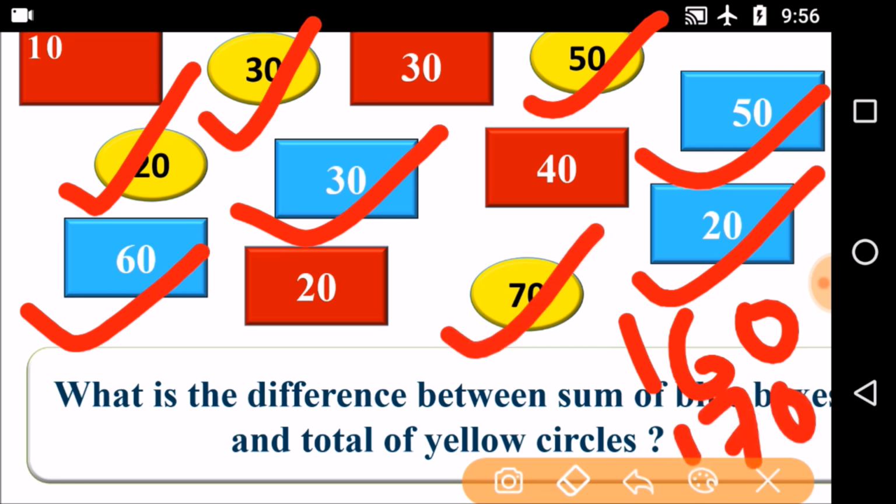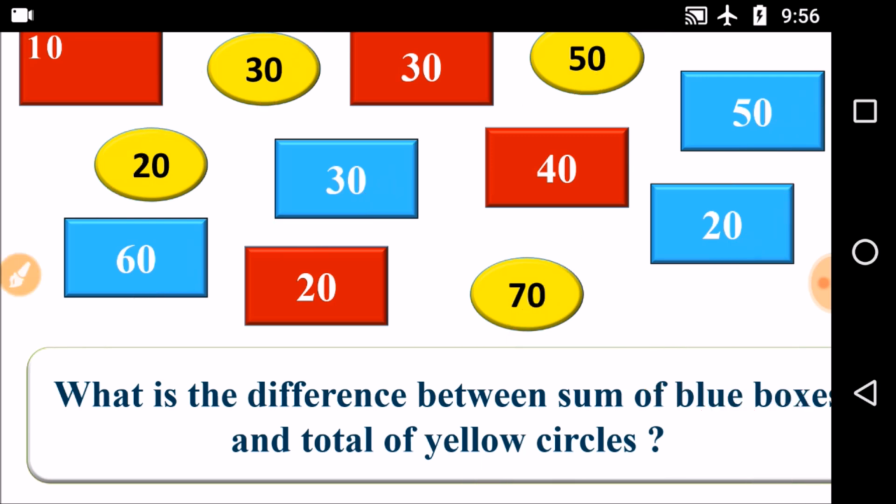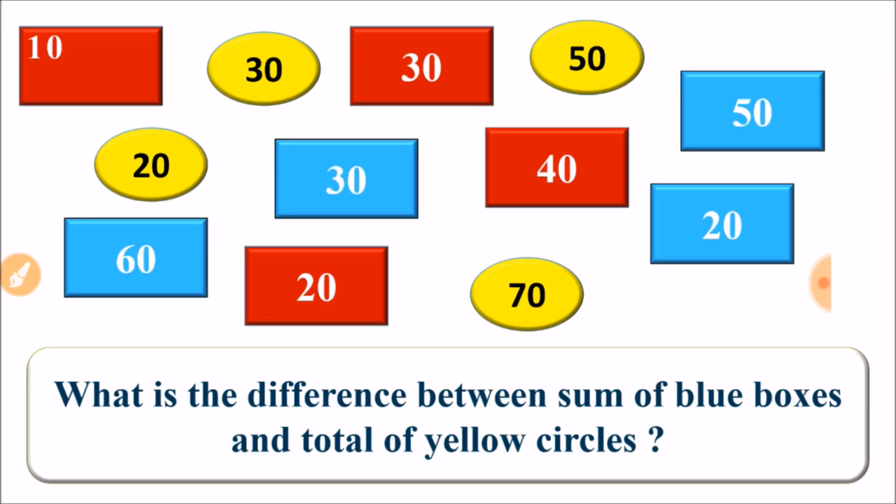Okay, so what is the question? You have to find the difference between the sum of blue boxes and the total of yellow circles. So you have to find the difference between what? 160 and 170, and you know that 170 minus 160 is 10. So your answer is simply 10.